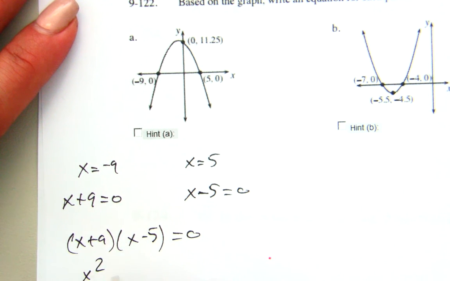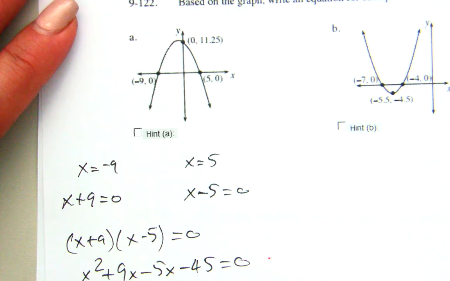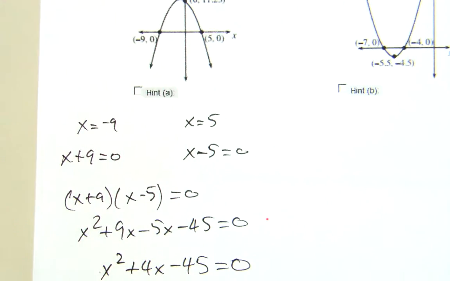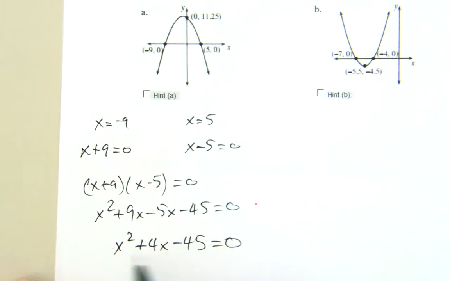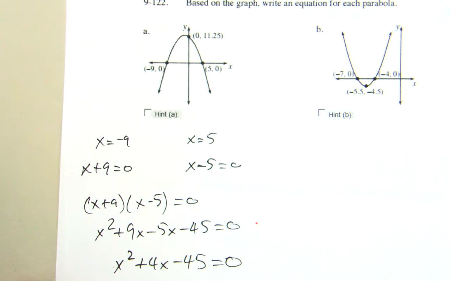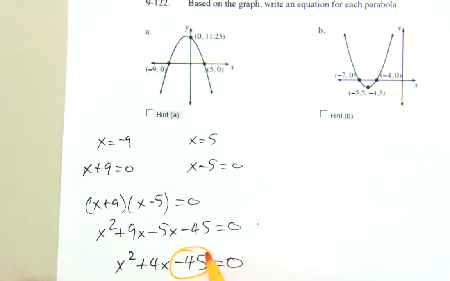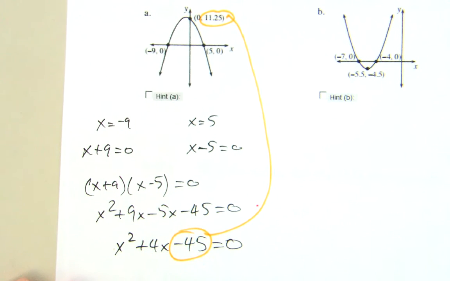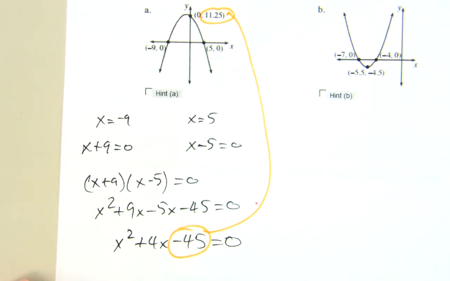That gives you x squared plus 9x minus 5x minus 45 equals 0. When you clean this up, you get x squared plus 4x minus 45 equals 0. Obviously that's not the equation, I can't end here. You should be able to tell me by now that the number on the end in standard form, the c value, should be the y-intercept, but it's -45, and you know it's 11.25.